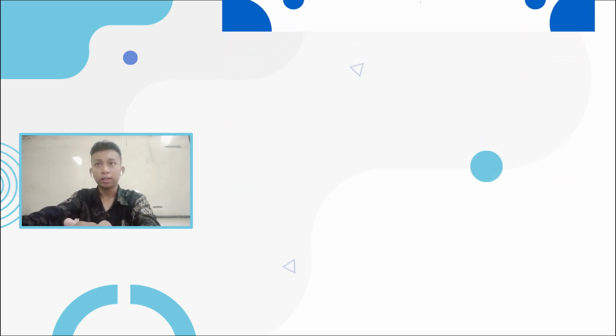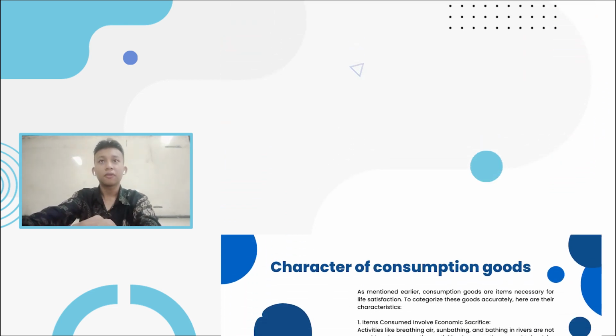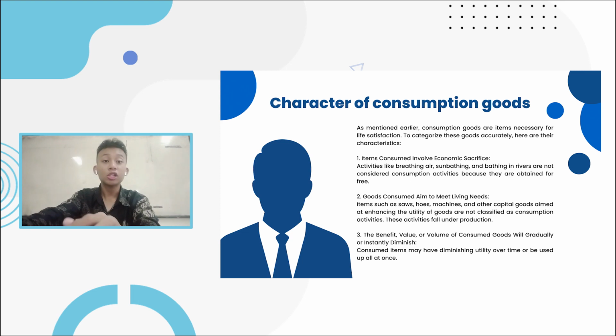Okay, the next slide. Character of consumption goods. As mentioned earlier, consumption goods are items necessary for life satisfaction. To categorize these goods accurately, here are their characteristics. First, items consumed involve economic sacrifice. Activities like breathing air, sunbathing, and bathing in rivers are not considered consumption activities because they are obtained for free.